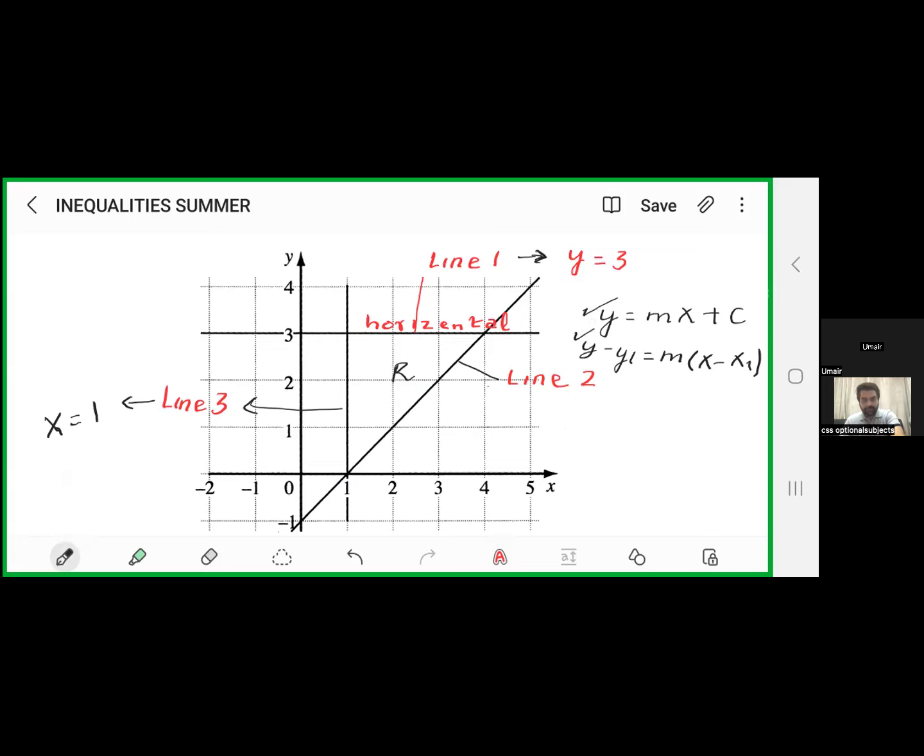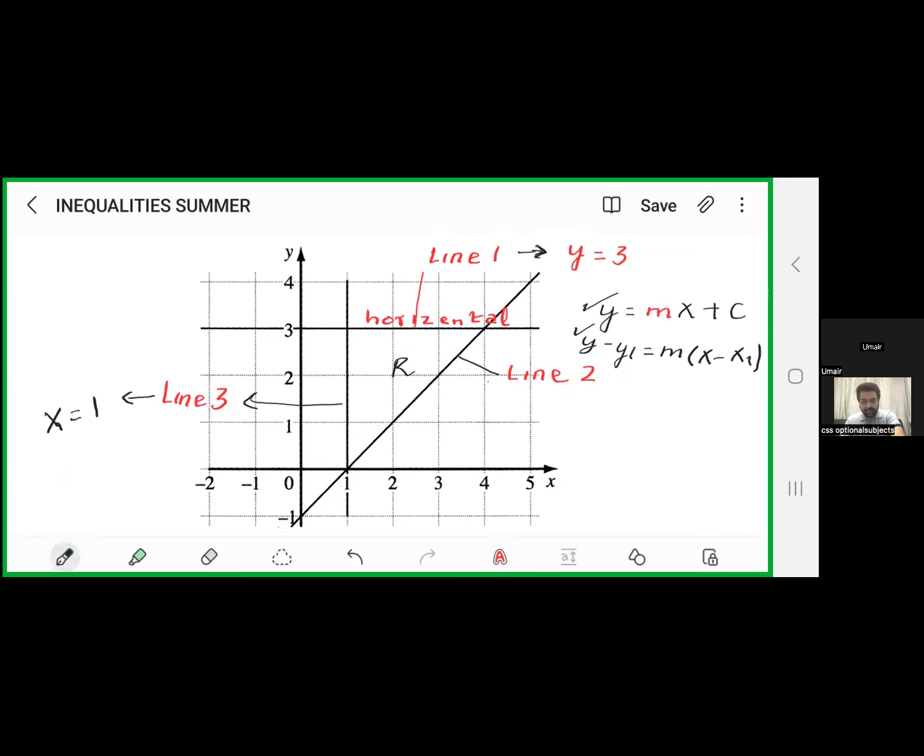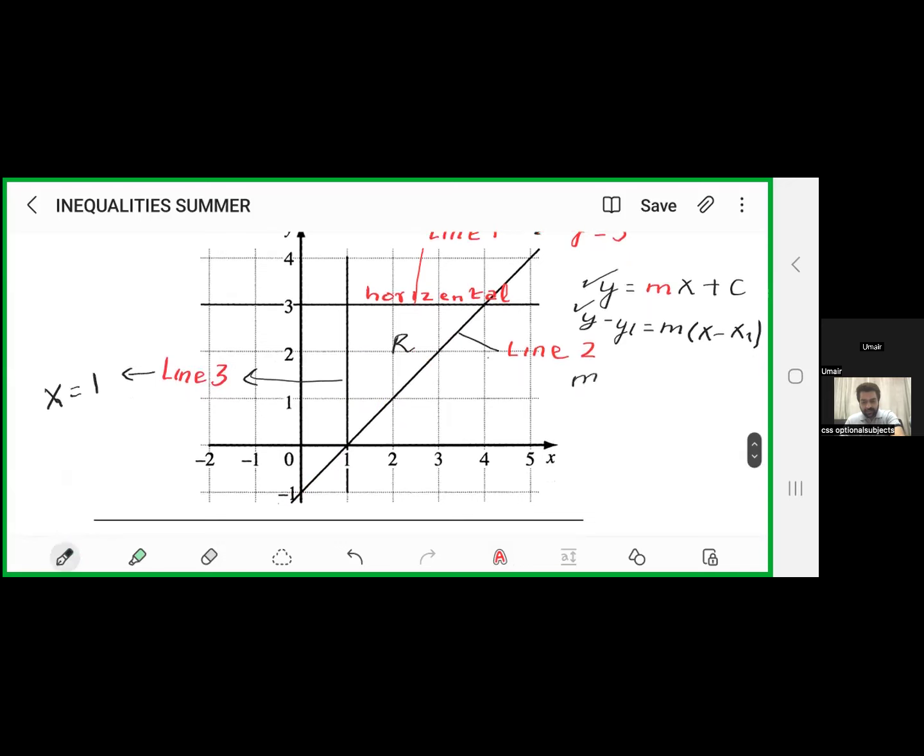So first of all, to find the equation of this inclined line, you have to find m, which is the slope of this line. As we know, slope is (y2 minus y1) over (x2 minus x1).